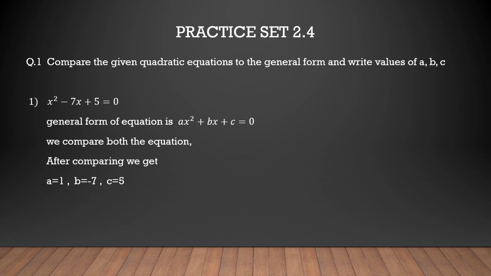Coefficient of x is minus 7, means b is equal to minus 7. And the value of c is 5. So a is equal to 1, b is equal to minus 7 and c is equal to 5.